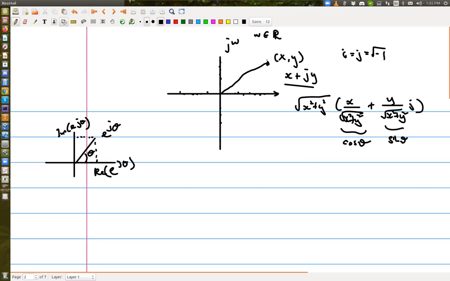hopefully I can draw a straight line. Let's try again. Okay, pretty straight. This is the theta here. So therefore, I can always represent it as r times cosine theta plus sine theta j, and with this Euler identity, this is also equal to r e to the j theta, right?